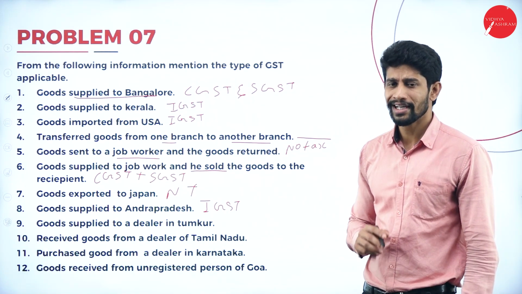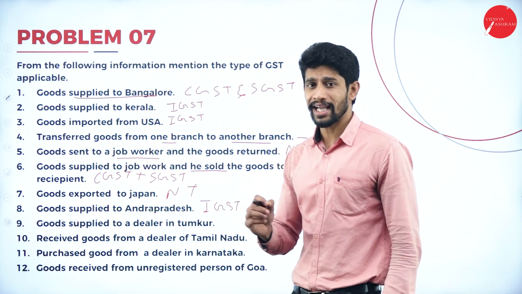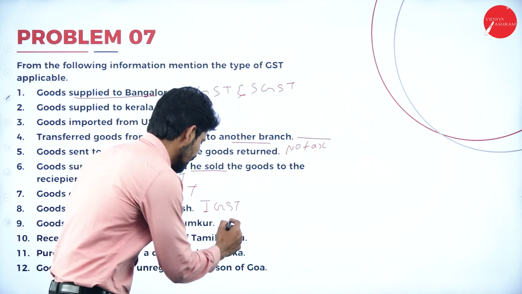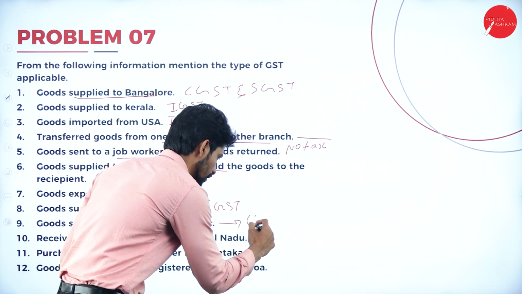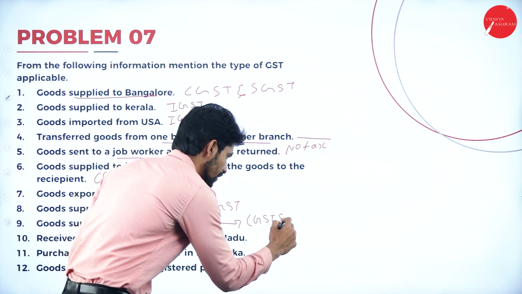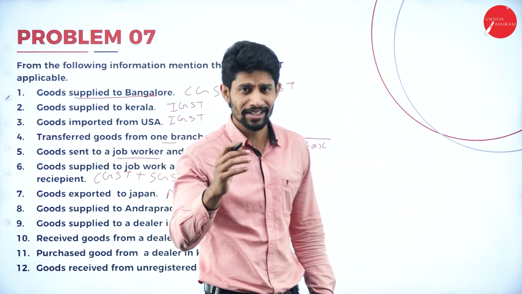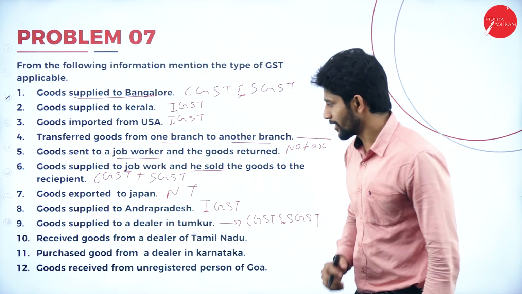Next one, goods supplied to dealer in Tumkur. So what tax is applicable on this transaction? Yes, it is CGST and SGST is applicable, because the transaction is happening within the state.